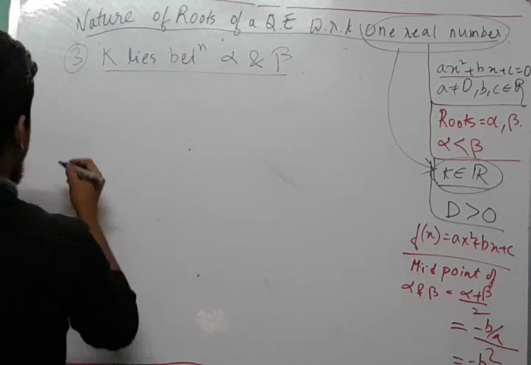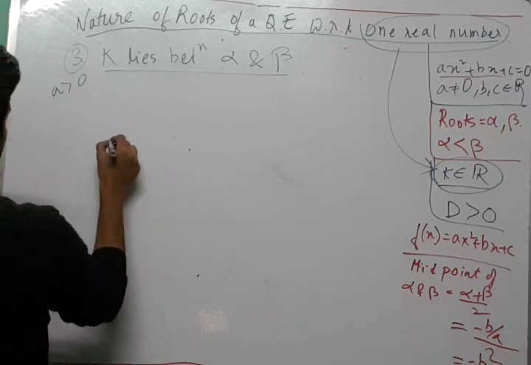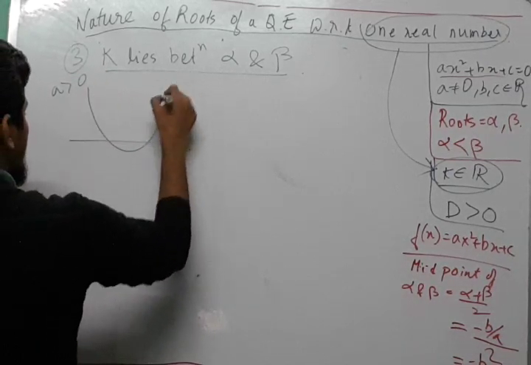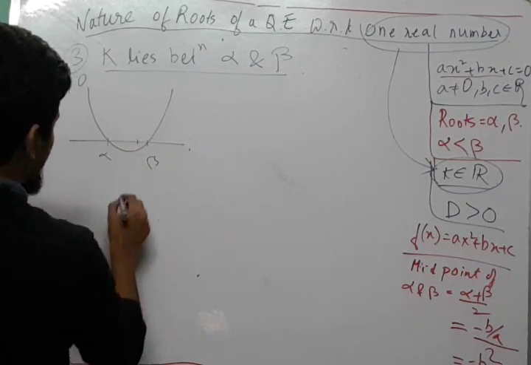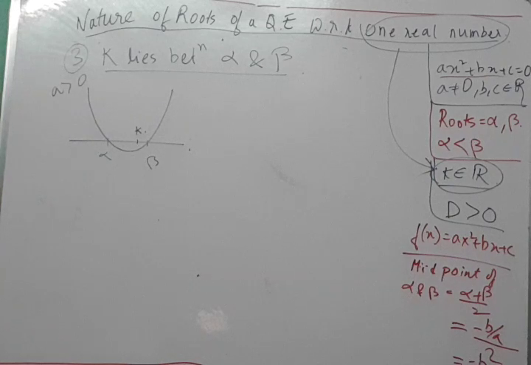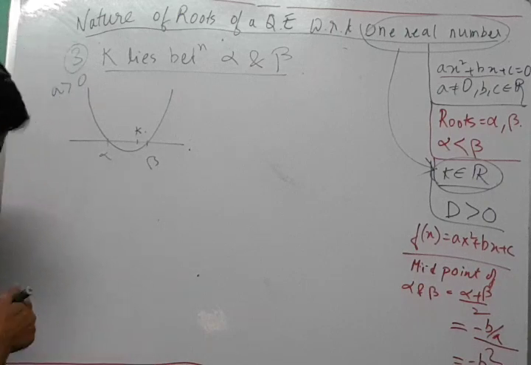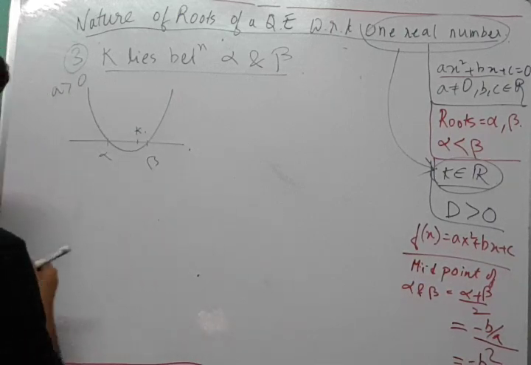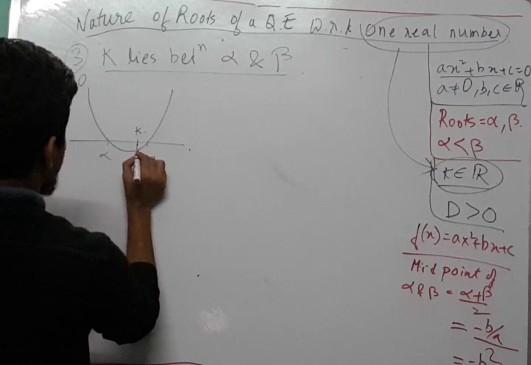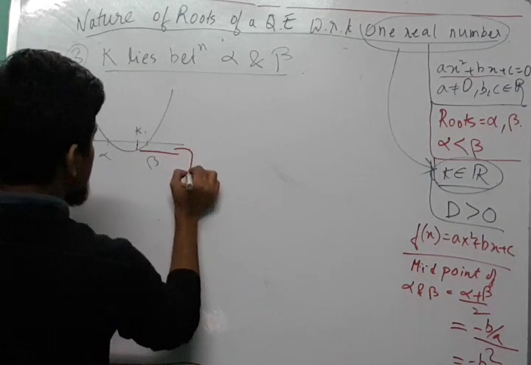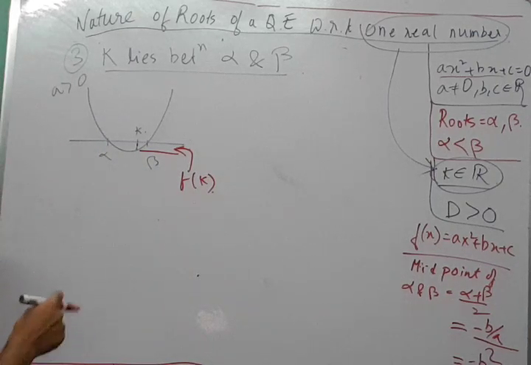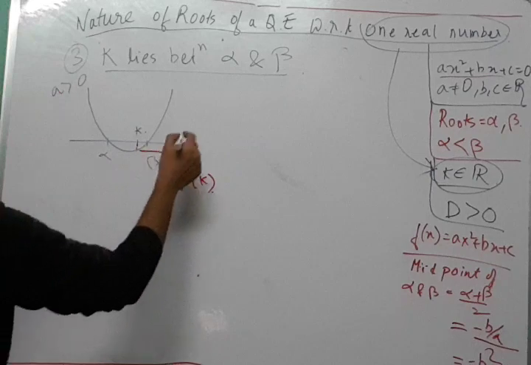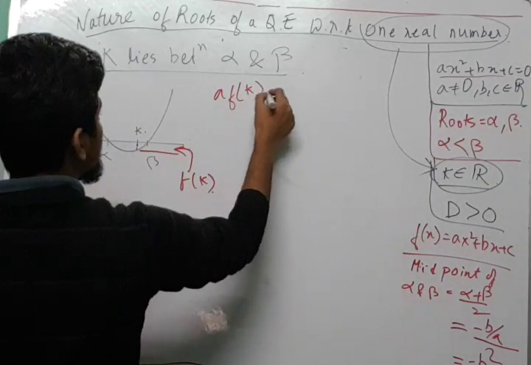So similarly, again we'll consider that a is greater than 0. So if this is the x-axis, this will be the curve, this will be alpha, this will be beta, and suppose k is somewhere around here, k. Okay, so as you can see over here, if we draw a vertical line from k downwards, this intercept will be basically fk. Okay, so as you can see over here fk is negative and a is positive, so a into fk is less than 0.